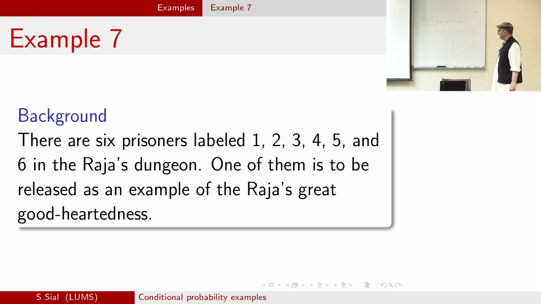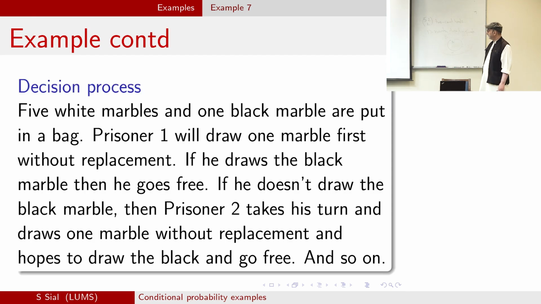I've got prisoners. They forgot their names a long time ago. They've been in jail so long, so we just call them by their numbers, 1, 2, 3, 4, 5, 6. One of them is to be released. So this is how we're going to do it. We have 6 marbles. 5 of them are white, 1 of them is black. This is the same as drawing a short straw.